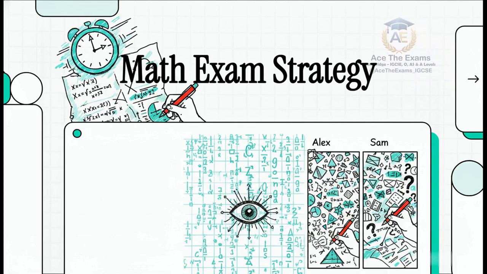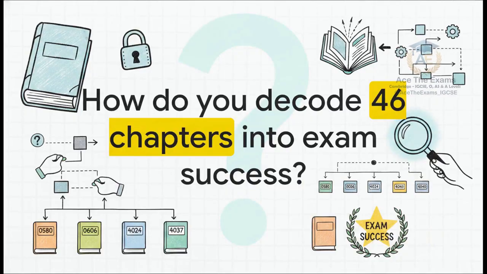We are going to look closely at a bulletproof Cambridge mathematics strategy, drawing directly from the core introduction of the Cambridge O-level mathematics textbook. We're going to learn how top-tier students learn to see the literal code behind every single question. So, the big question, how do you actually decode 46 chapters of mathematics into guaranteed exam success? Well, most students look at their textbook like it's this heavy, incredibly intimidating wall of numbers and equations. They try to memorize it cover to cover, which, by the way, is exactly the trap Alex was falling into.